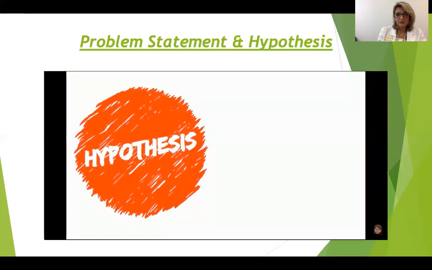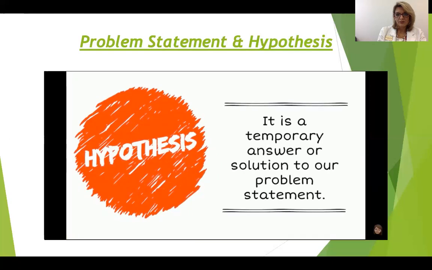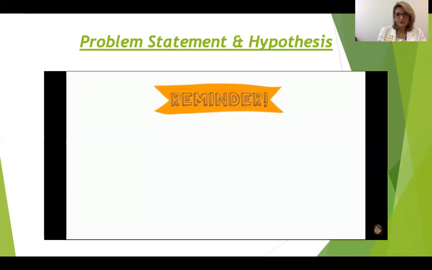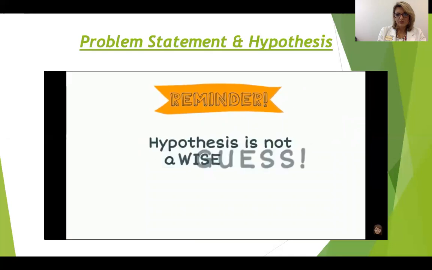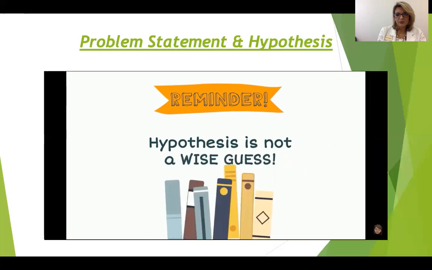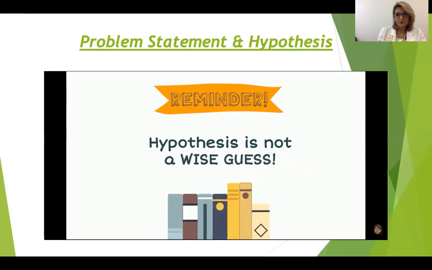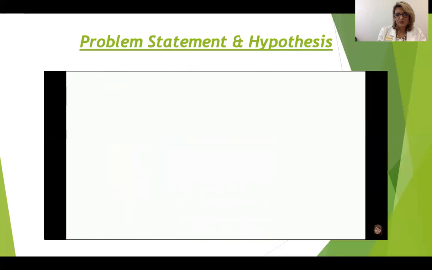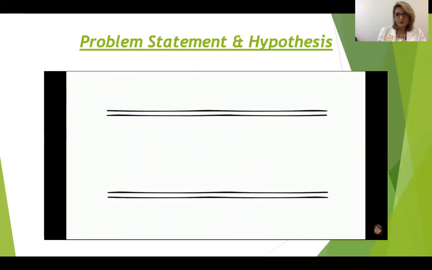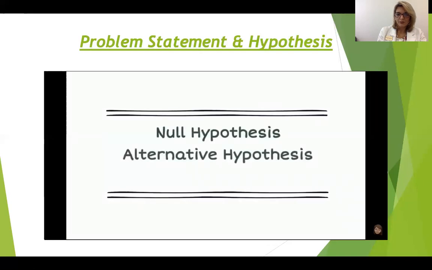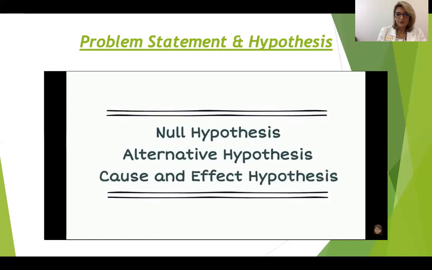Hypothesis, on the other hand, as we defined it in our last video, is a temporary answer or solution to our problem statement. Important reminder, hypothesis is not a wild guess. The hypothesis that we formulate is based on prior research, meaning we have a basis. So technically, we are not guessing. There are three kinds of hypotheses that we will be tackling in this lesson: null, alternative, and cause and effect.